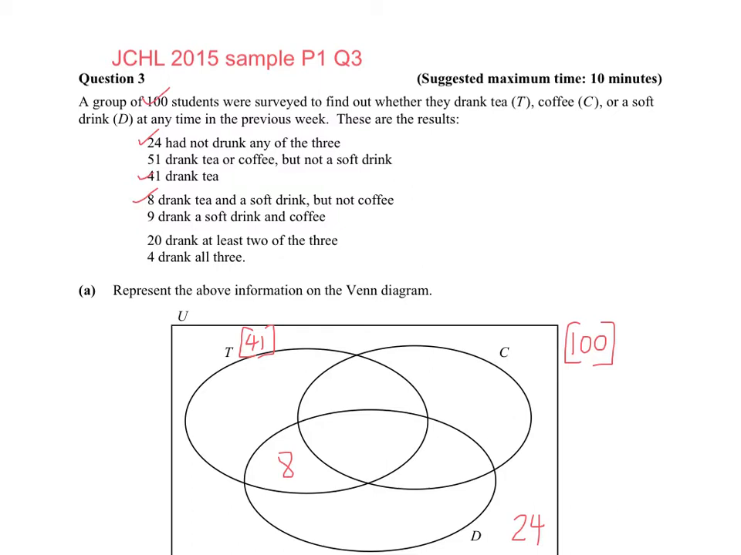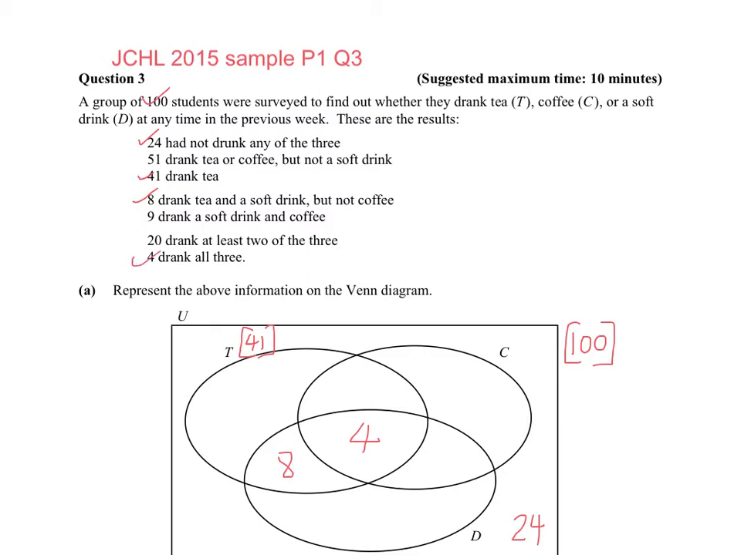So finally, move on to the last piece of information. 4 drank all 3. Well, often it's the last one in the list that actually unlocks the whole process, because once you know that intersection, even if they decide that section is called X, once you have something for that middle section, a lot of the rest of it unravels and opens up.